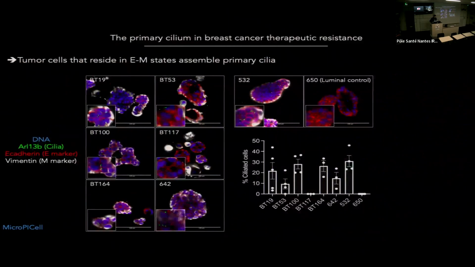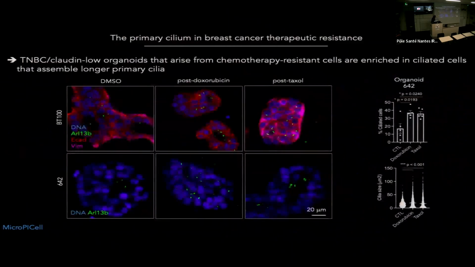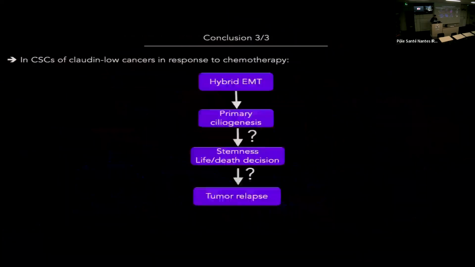And we found that cancer organoids that derive from chemotherapy-resistant cells are more ciliated. So we think that, again, a hybrid EMT may induce ciliogenesis in cancer cells. And we are developing strategies now to analyze the impact on stemness and life-death decision of these cells, and also on the role of cilia in breast cancer therapeutic resistance.